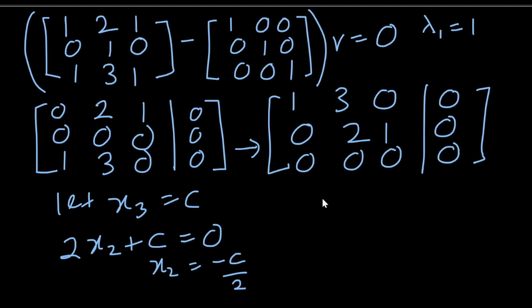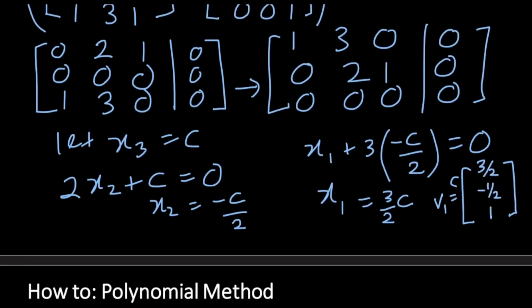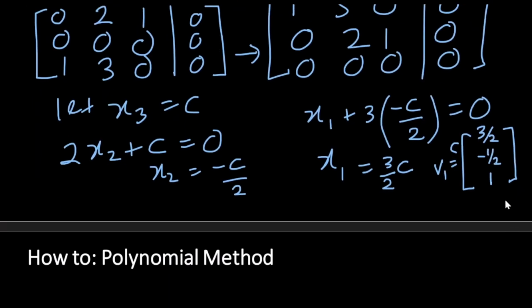And from the first row, I have x1 plus 3x2, x2 is negative c over 2, equals to 0. So x1 would be 3 over 2c. So v1 would be c multiplied by 3 over 2, negative half, and 1. And the last step is to normalize this.